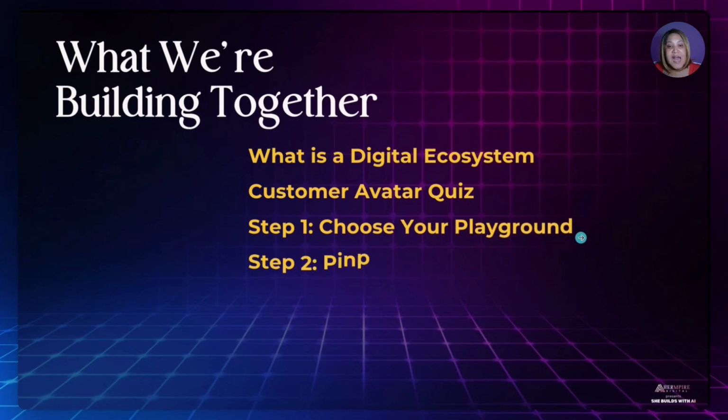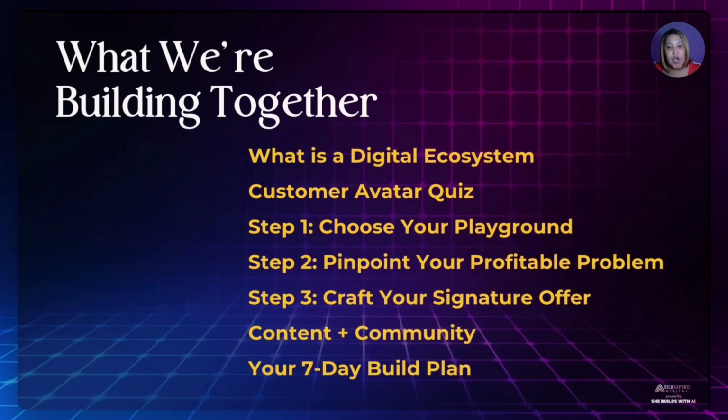Inside of this mini course, we're going to start with understanding what a digital ecosystem is. That's the heartbeat of your entire creator business. You will then take your customer avatar quiz so that way you can get crystal clear on who you're building this thing for. And after that, we'll walk through the three core steps: choosing your playground, pinpointing your profitable problem, and crafting your signature offer. Then we'll dive into content and community, as well as how you can go about your 7-day build plan.